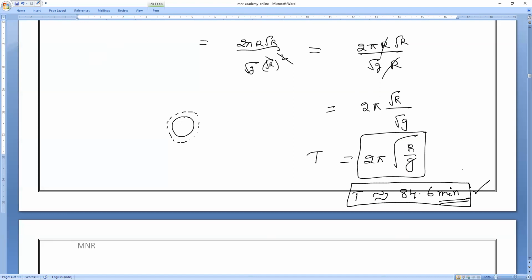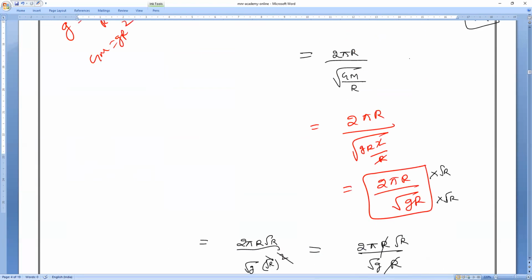So if you want, you can substitute it and solve it. I hope you all understand. Anybody having any doubt, you can ask me. Are you clear, everybody? Yes, sir. So this is the time period concept.